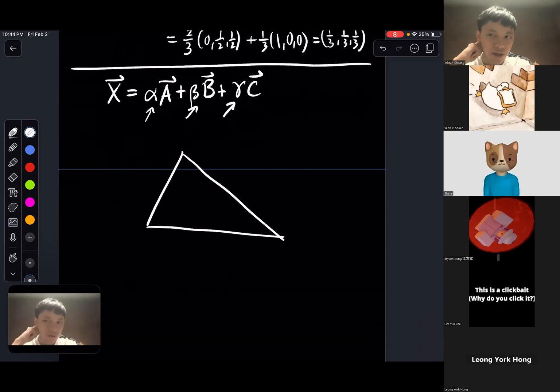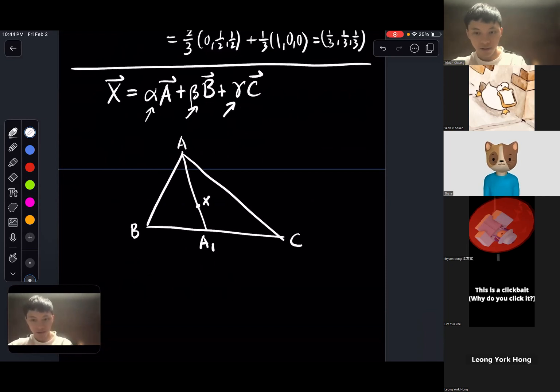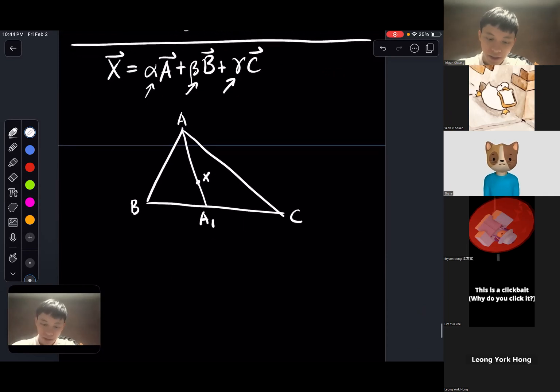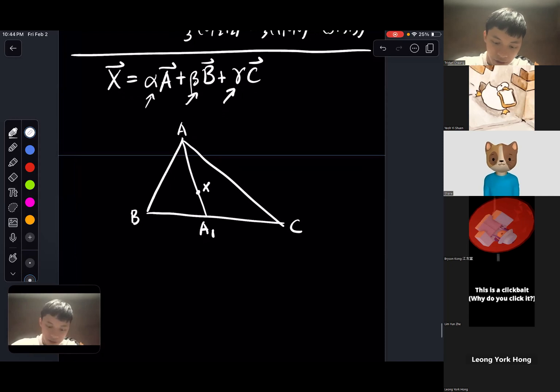Okay, in fact, before that, let's talk about projection first. Let's say x is here with this coordinate. Let's say we draw ax, and this becomes a1. Yeah, so this becomes a1. Then what's a1? What's the coordinate of a1? If this coordinate is alpha, beta, gamma.